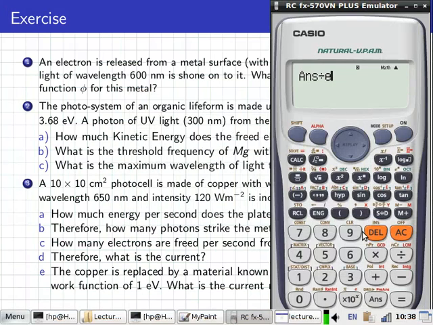Okay, so I'll just go back here on my calculator. Come on, go back.